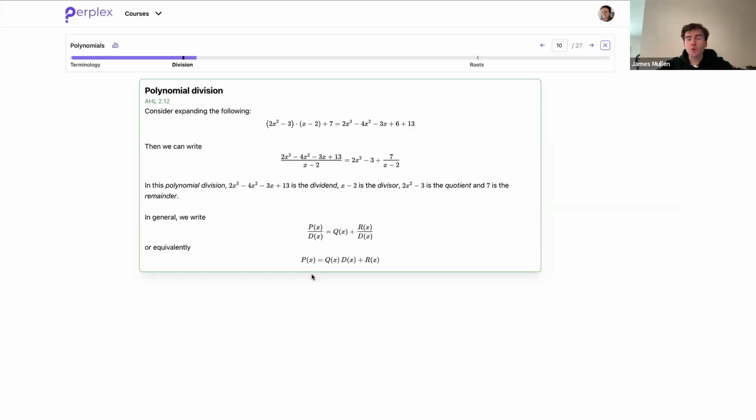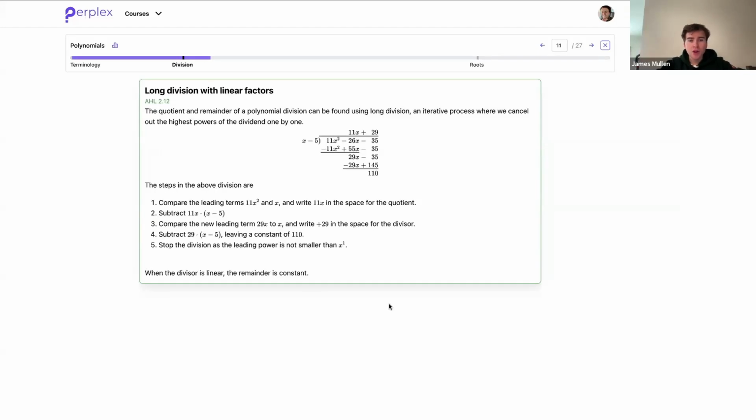But usually, it's more interesting to write it in the form, p of x, my polynomial, can be written as q of x times d of x plus some leftover remainder r of x. Okay, and this form might look a little bit obscure now, but we're going to go over an example in a second.